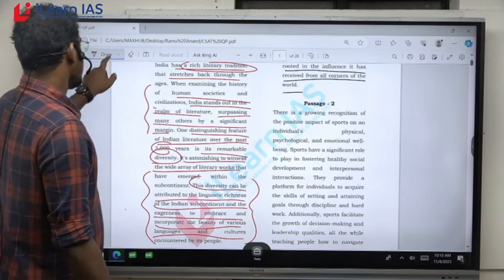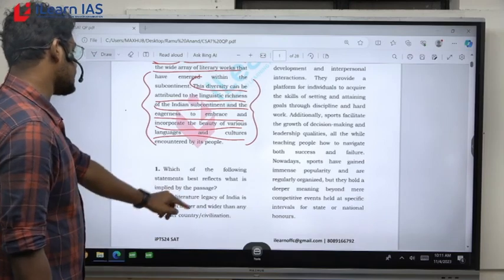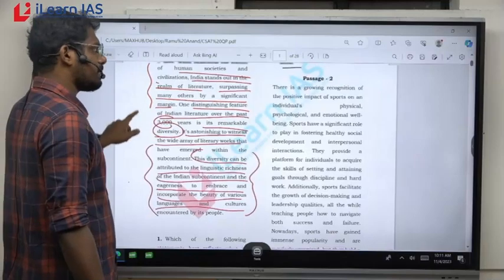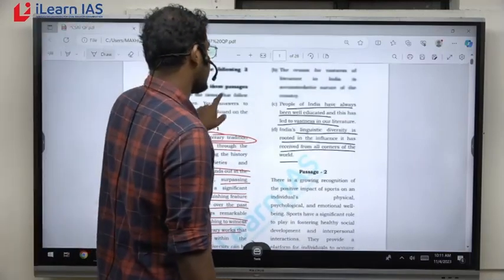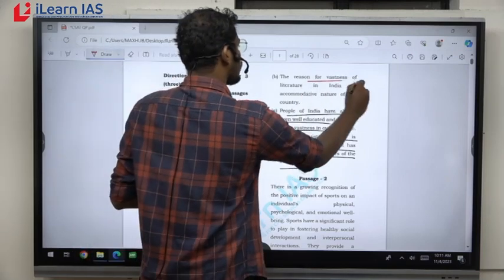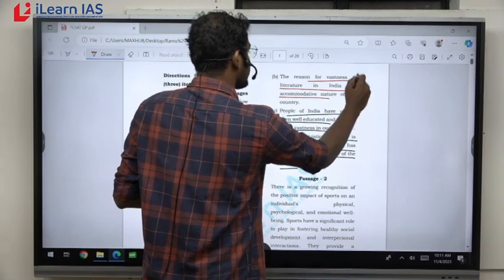Now, once again reading the question: the literary legacy of India is much bigger and wider than any other country or civilization. No, the passage doesn't compare India with other civilizations particularly. The reason for vastness of literature in India is the accommodative nature of the country.